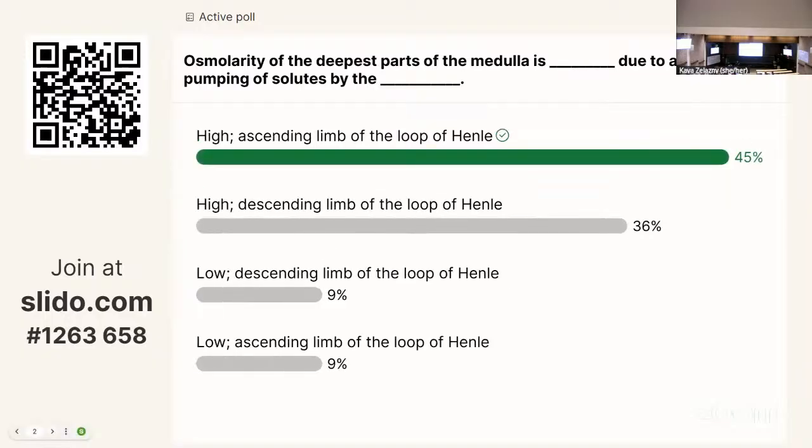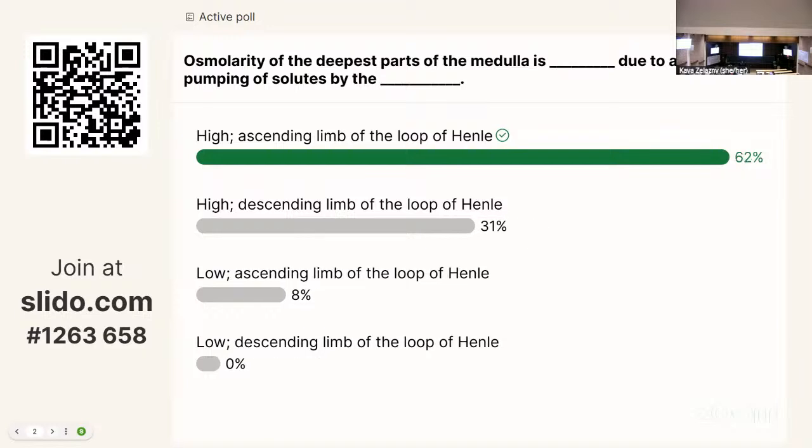Okay, cool. So we got for sure that we have high osmolarity in the deepest parts of the medulla, right? So this is a high pull on water. So we got that part good. We got a little more looking at that structure of the loop of Henle to do if you got this one wrong.